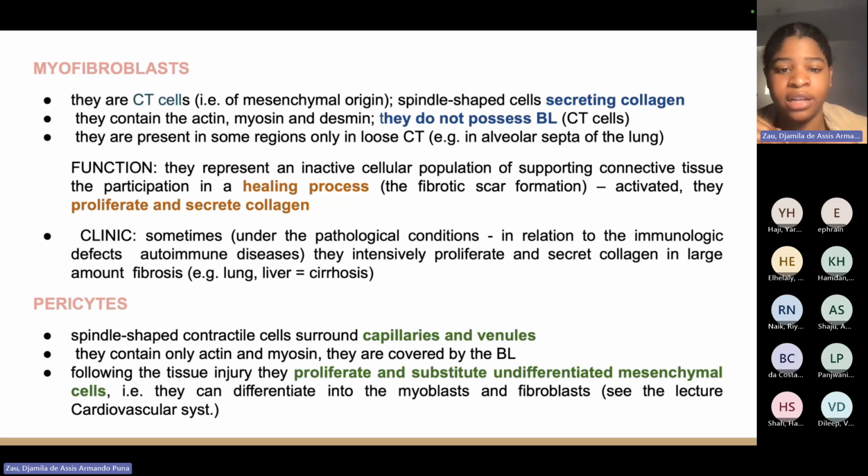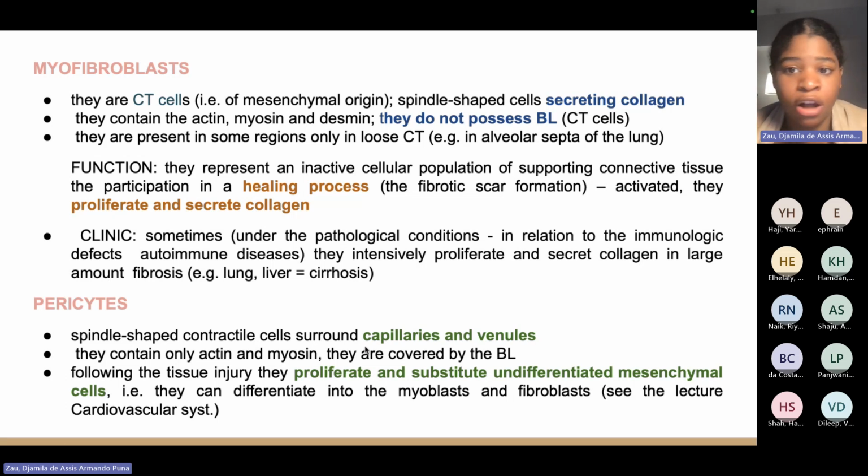Imagine that you cut yourself or scrape your skin. The myofibroblasts are going to start proliferating and secreting collagen to help with the healing process. Note that in some pathological conditions, meaning when some people have a disease that causes extreme proliferation and secretion of collagen, this can cause cirrhosis, like liver cirrhosis or lung cirrhosis. And then we have pericytes.